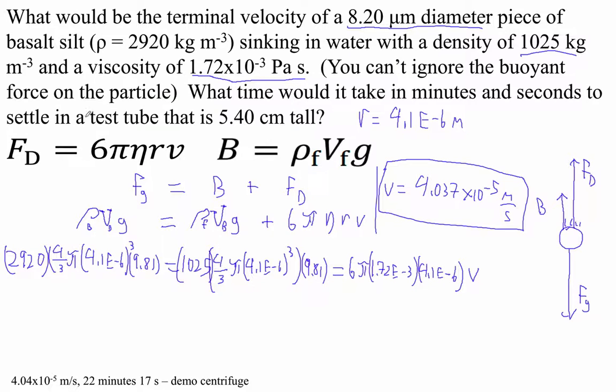And then it says, what time would it take in minutes and seconds to settle in a test tube that is 5.4 centimeters tall? Let's figure out the seconds. So time is just distance divided by the velocity, right? So 0.054 divided by 4.037 times 10 to the minus 5th. This will be a lot of seconds. This is equal to 1337 seconds. We want minutes and seconds, so let's divide by 60.